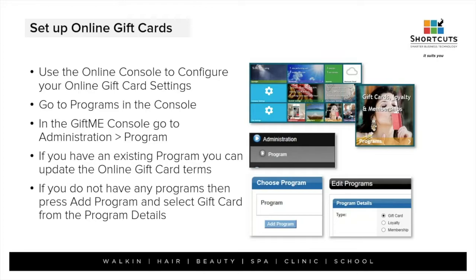So once you're there, once you're in the gift card console, you're going to go to program, and it's under the administration tab. And again, if you already have a program, you have a loyalty program, or you have a physical gift card program, then what you're going to do is you're either going to add a program or modify an existing one.